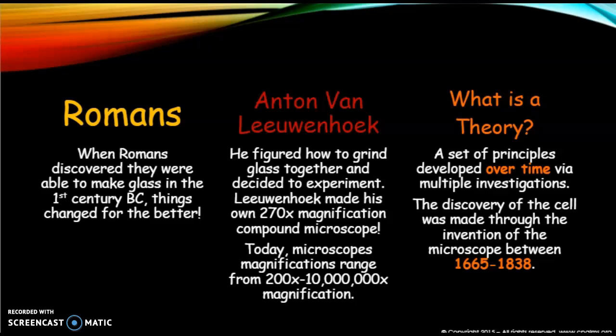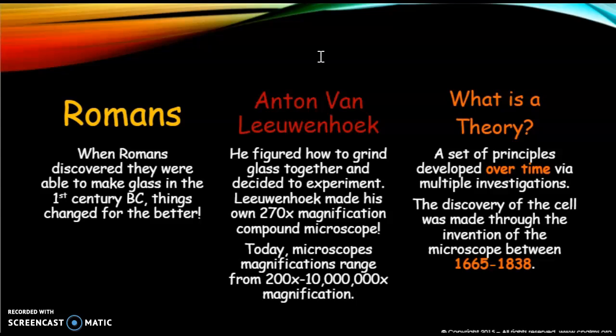They discovered how to make glass, and this is important because glass leads to the discovery of the microscope. Okay, so Romans figured out how to make glass, and this guy that we'll talk about in a bit as well, named Anton van Leeuwenhoek, figured out how to grind glass together. And what he decided to do was experiment. And when he did, he was able to make the microscope. So this guy is the dude who invented the microscope, Anton van Leeuwenhoek. It actually rhymes. Anton van Leeuwenhoek, inventor of the microscope. And the models today are based off of his model.